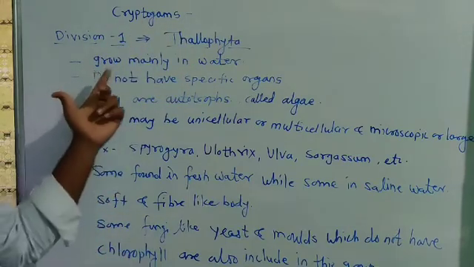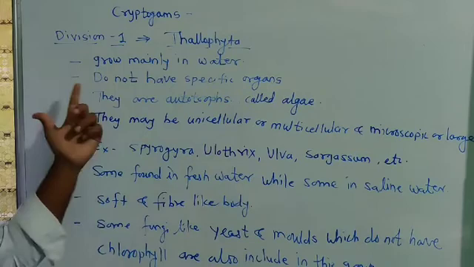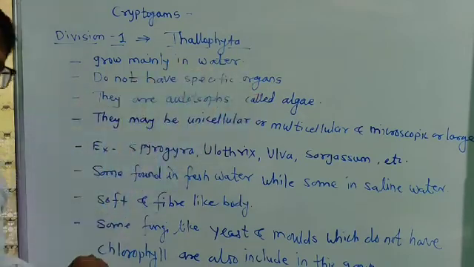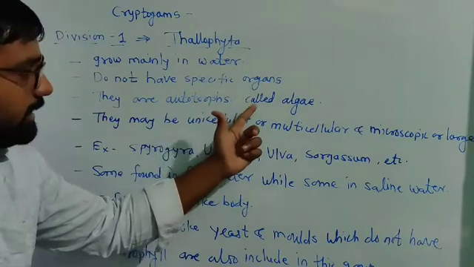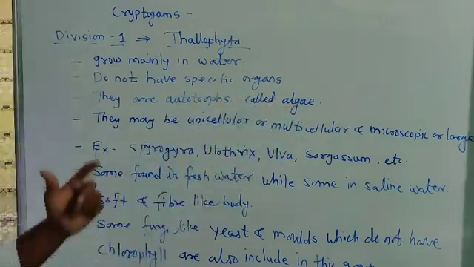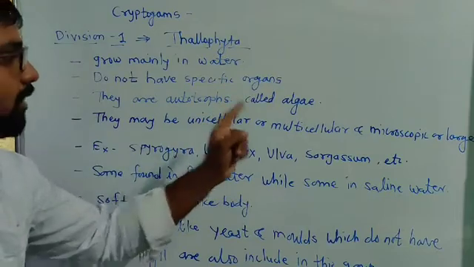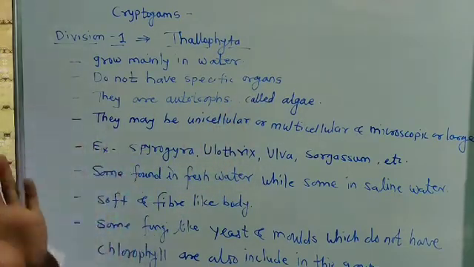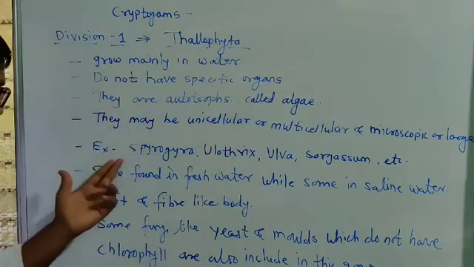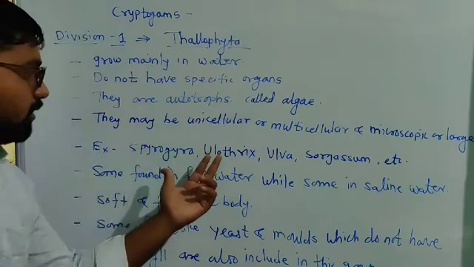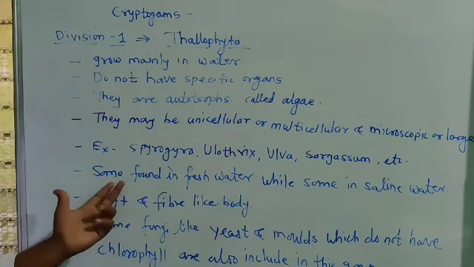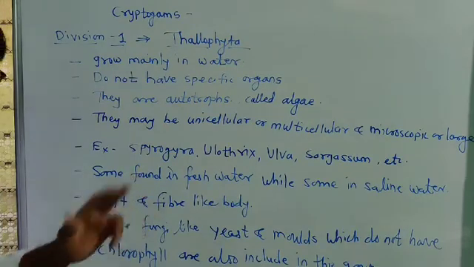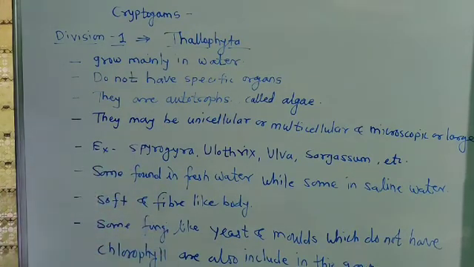They mainly grow in water and do not have specific organs. They are autotrophs and generally called algae. They may be unicellular or multicellular, and microscopic or large. Examples are Spirogyra, Ulothrix, Ulva, Sargassum. Some of them are found in fresh water and some in saline water.